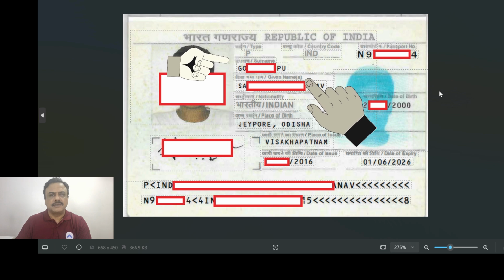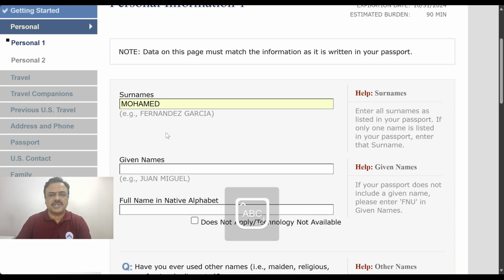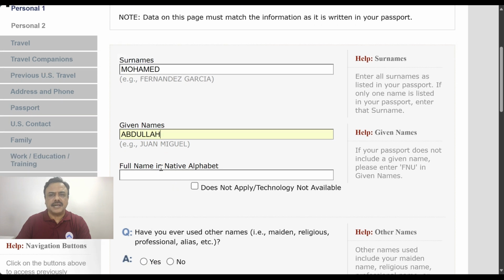Therefore, surname, whichever is written there, has to find a place in the surname field in the application, and given name, the way it is there, should find a place in the application under given name. So I'm filling that. In my case, I do not have any native alphabet. In quite a few other cultures like Chinese, there are. This is not something that is relevant for Indians.